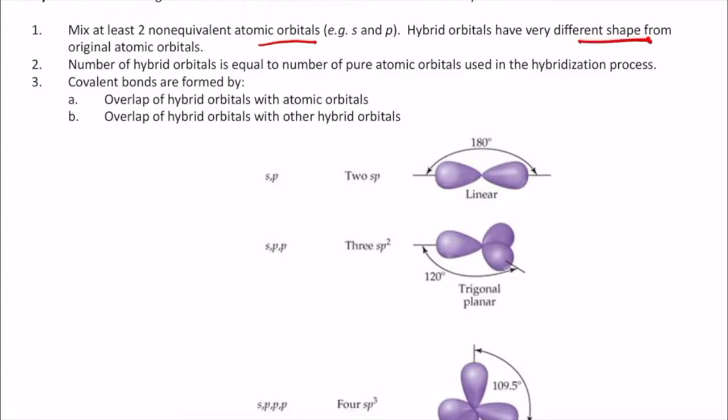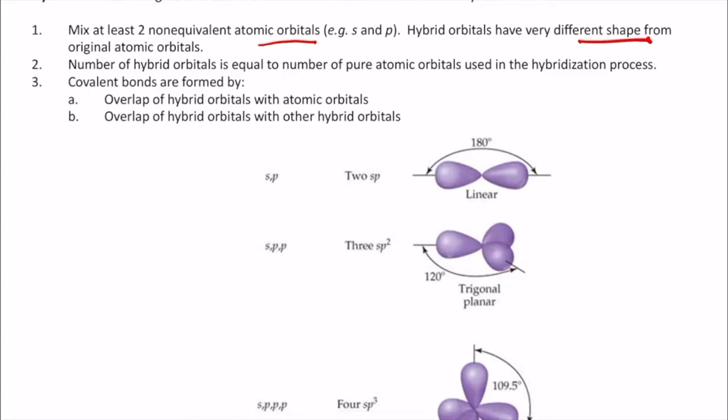We'll start with s's and p's, which look like spheres and peanuts, and we're going to get our sp, sp2, and sp3 hybridized orbitals out of that. The number of hybrid orbitals is equal to the number of pure atomic orbitals, just like I said. So if I take 4 atomic orbitals, an s and 3 p's, I have to get 4 hybrid orbitals. Covalent bonds are formed, just like in valence bond theory, by the overlap of hybrid orbitals with atomic orbitals or hybrid orbitals with other hybrid orbitals.